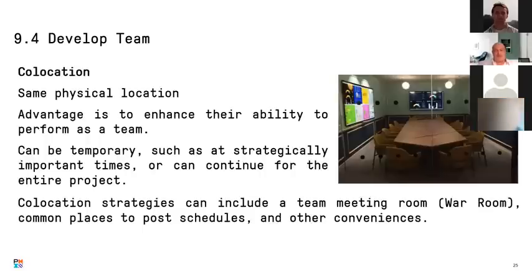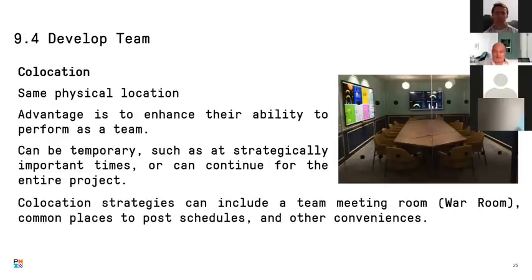So the co-location, what is co-location? It is that you have the people in the same physical location. So you can consider this as the opposite of the virtual team. Co-location is having the same team in the same physical location. What is the advantage? Their ability to perform as a team might be more enhanced.